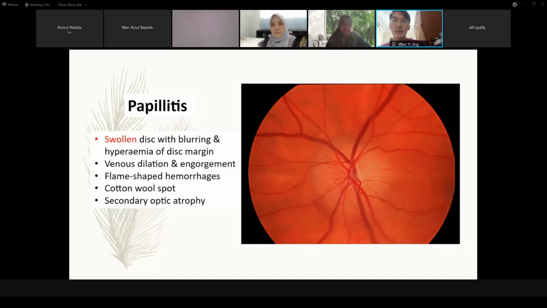So this is a presentation of papillitis under fundoscope. As you can see, there's a swollen disc in the middle. You cannot see the edge of the disc. The edge of the disc is not well defined, and there is blurring and hyperemia of the disc margin. As you can see, there's redness at this margin, and the veins are dilated and engorged. They are way thicker than the arteries, and there are also flame-shaped hemorrhages surrounding the optic disc. So you might find cotton wool spots and also secondary optic atrophy under fundoscope.